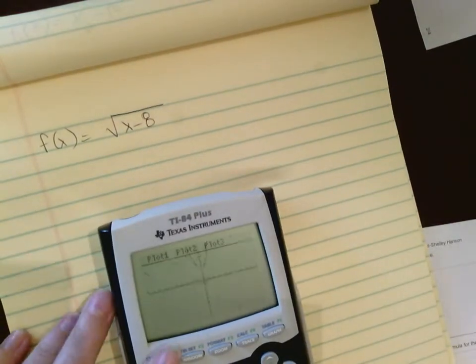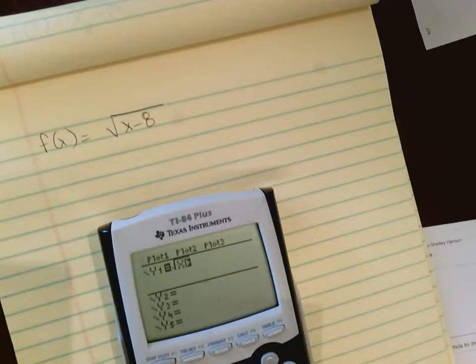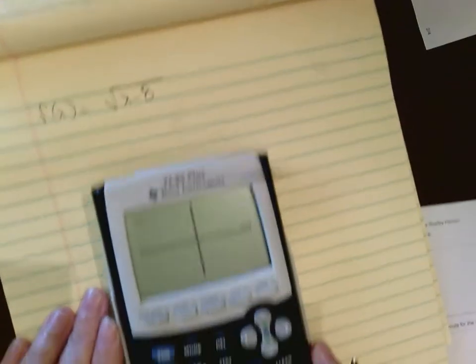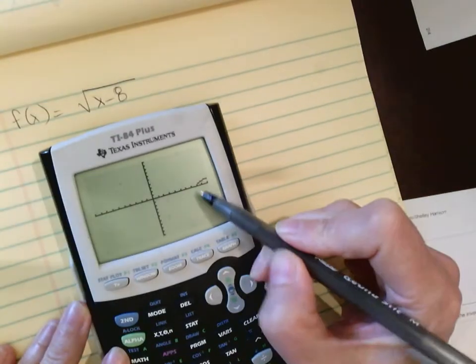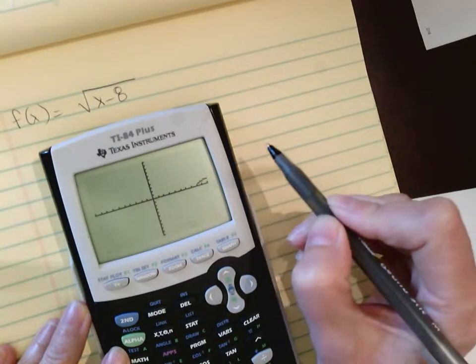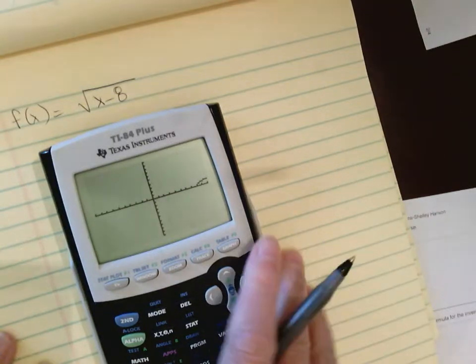All right, so go to your y equals. Let's look at what this looks like on the graph. So square root of x minus 8, graph it. All right, so it's way over here. It's a square root function, which just starts here and then just goes continuously to the right. It is a one-to-one function, so I do need to find its inverse.